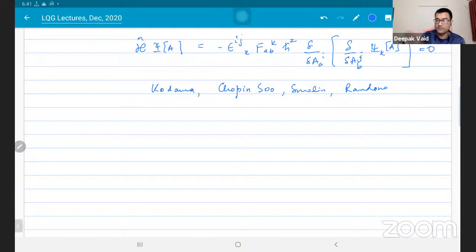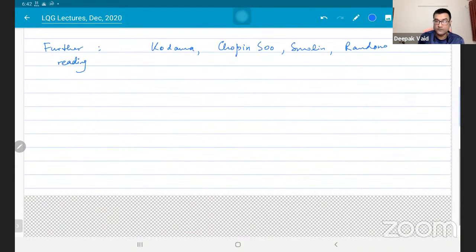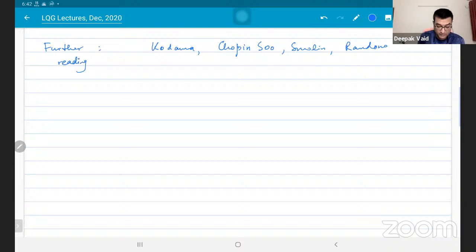So there were some issues with the inner product on the set of states of these Kodama states. But Randono eventually resolved all of those. Anyways, so this is, if you're interested, further reading. Okay, and I think the Kodama state is still important. We just have not exploited it properly. That's one reason why I'm taking the time to talk about it here.